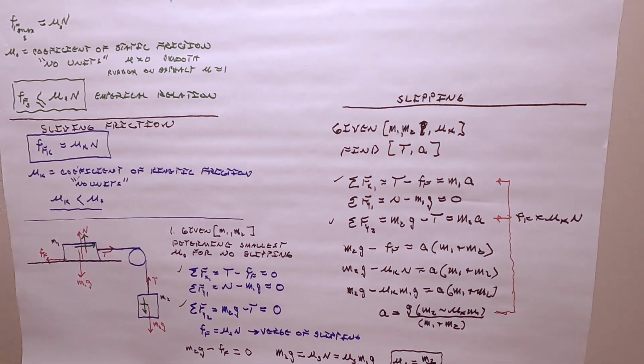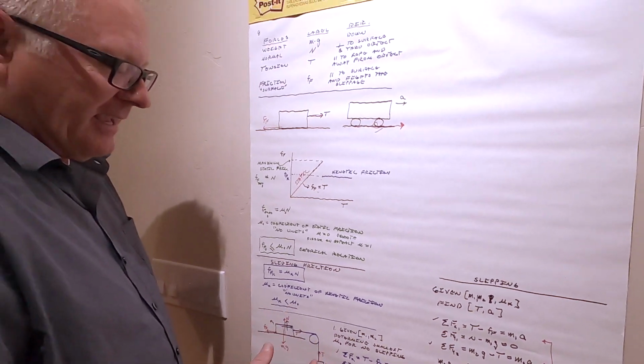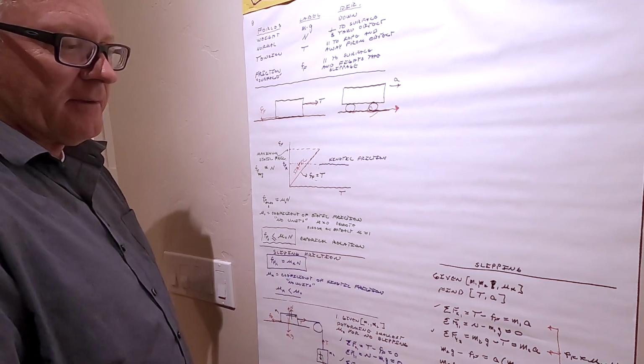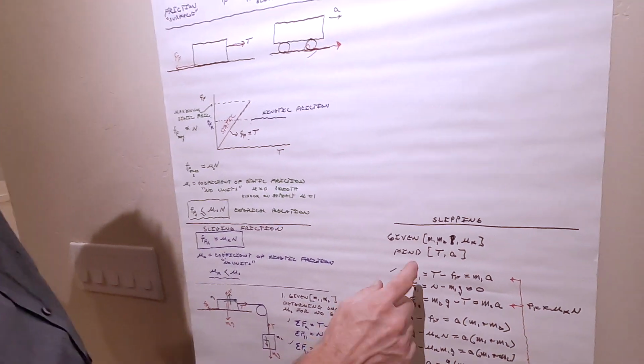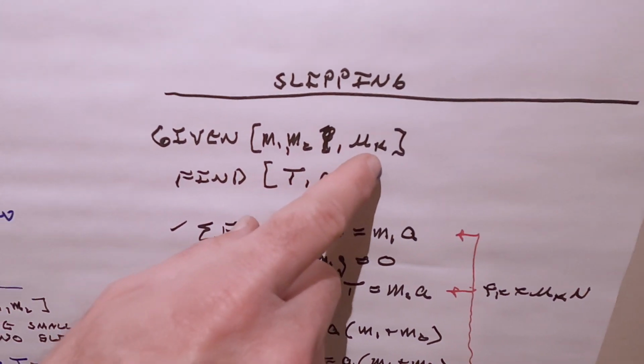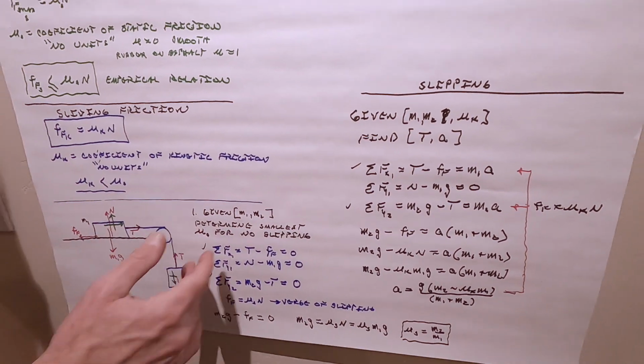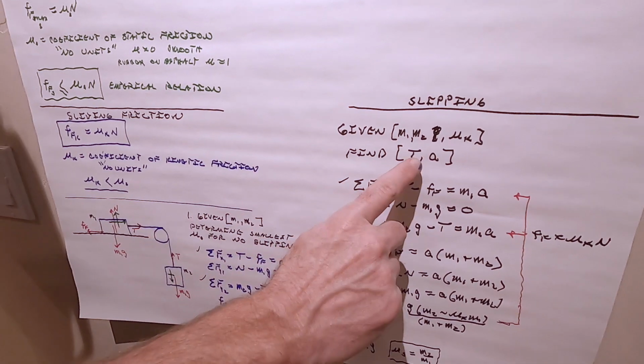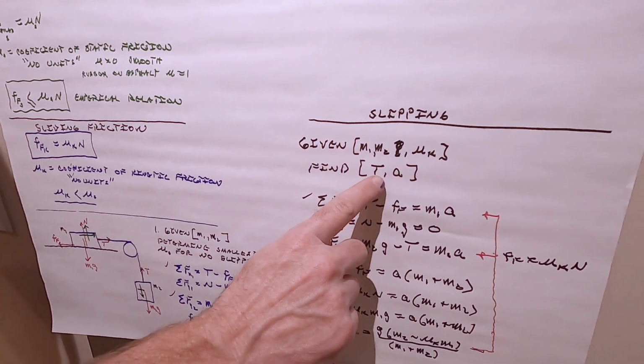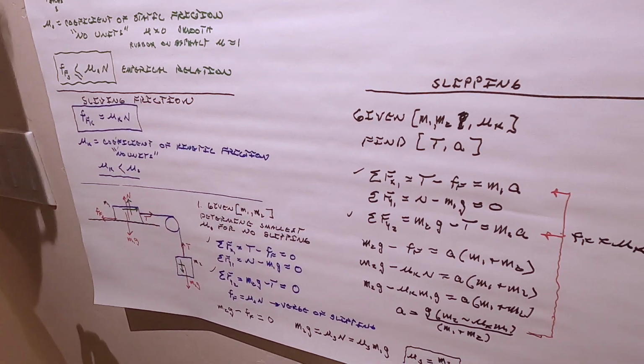So now let's look at the other case, the case where we're actually slipping right here. And this time we'll say we're given the two masses, but now let's say we are given the roughness of the surface when you're slipping, mu K. And we'll find the acceleration and the tension in this string right here.